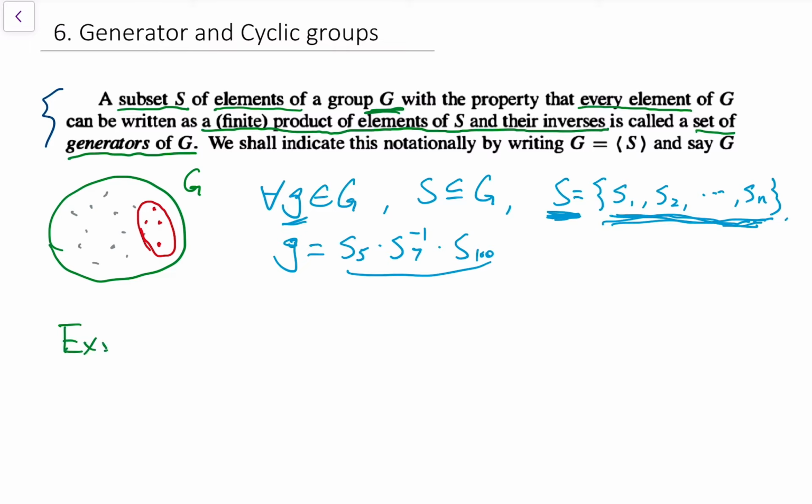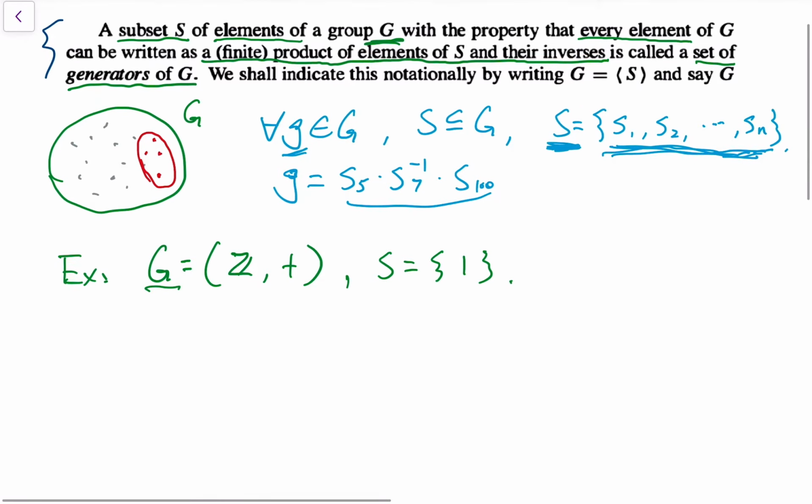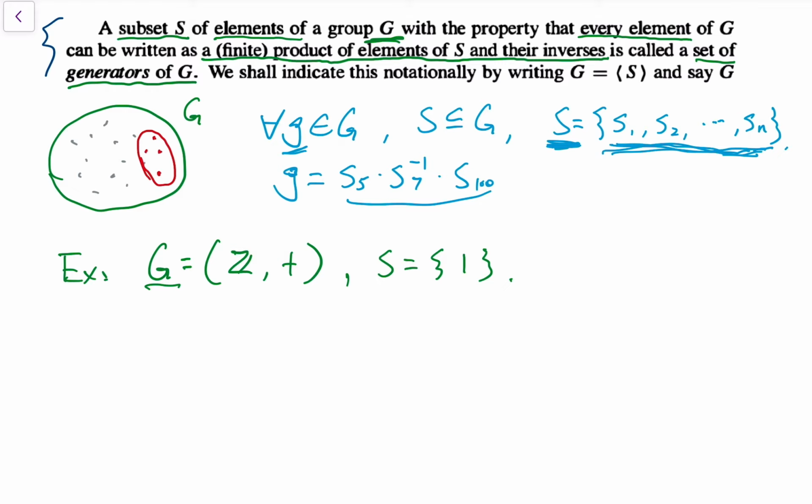So for example, if the group G equals the group of integers under addition, so this group contains all the integers, and the operation in the group is the addition, and this group has a set of generators S equals a set of one element, and that element is 1, so it only has one generator for this group G, and we can verify this. So maybe let's look at some examples first.